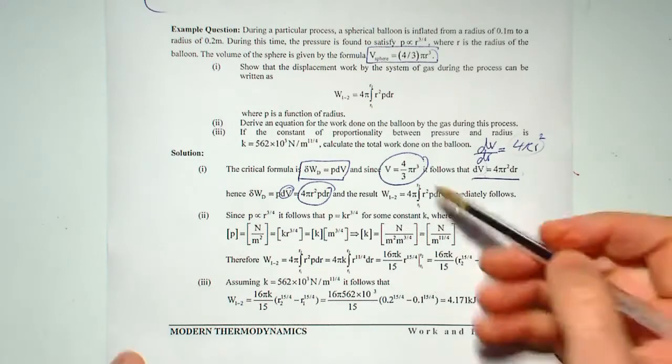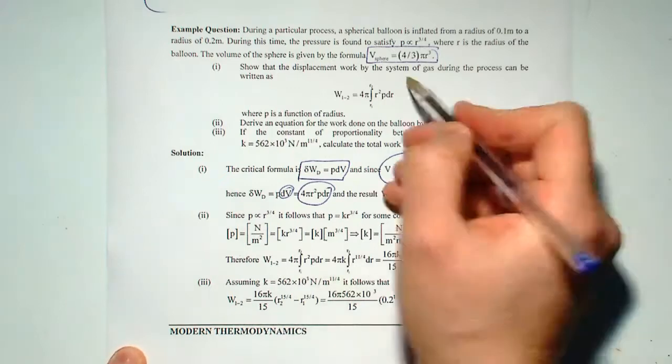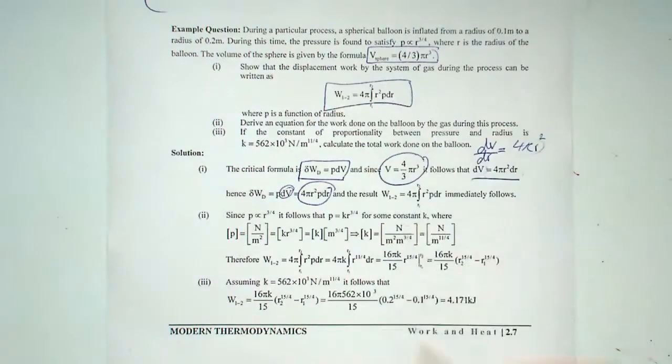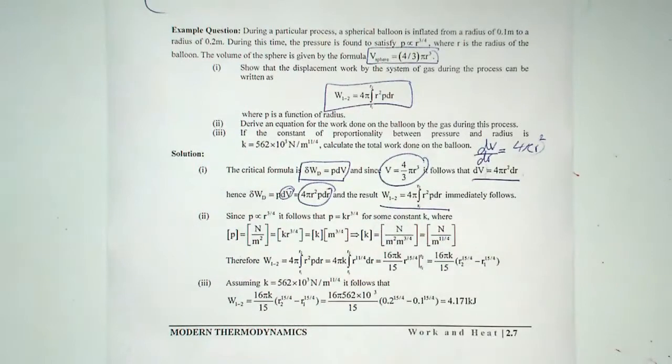And of course, this is what the question asked us to prove. So you work by moving from this subscript here. If it's not clear, this is moving from point 1 to point 2. So point 1 is the initial state, where the radius was 0.1, and the second state is the end of the process, where the radius was 0.2. And this really is just a convention that we use to say that the work by moving from step 1 to step 2 is this much.